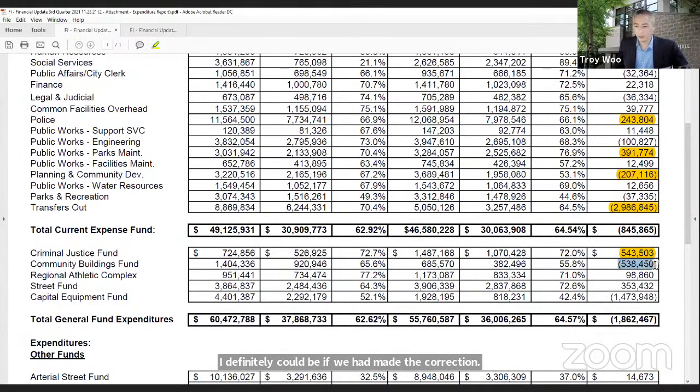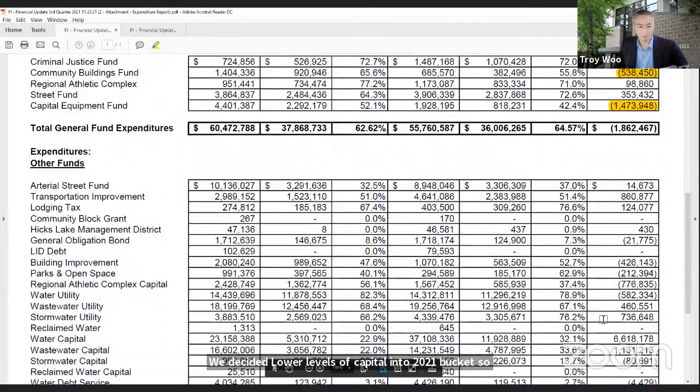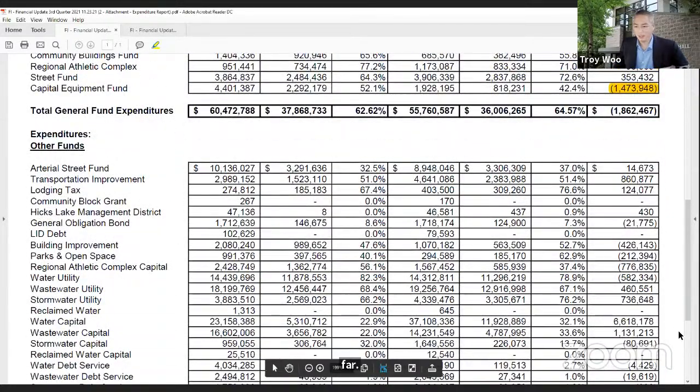Community buildings is showing a $538,000 decrease. That's related to the 2020 HVAC repair, a one-time capital project in 2020. Capital equipment fund, we just had lower levels of capital in the 2021 budget so far. The remainder of the funds are pretty much as expected.